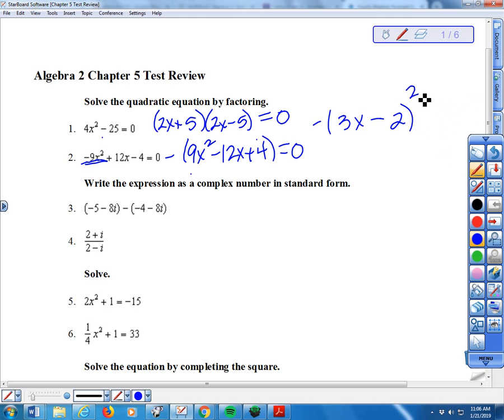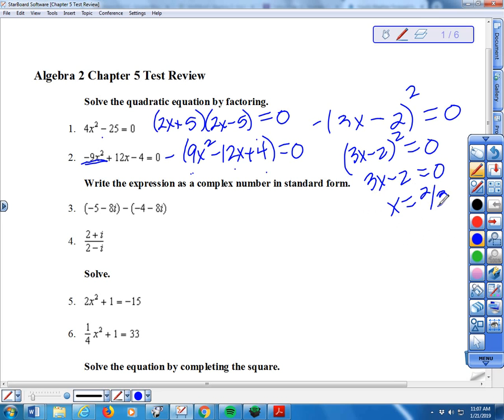And the way you FOIL this quickly is you square the first term to get 9x squared, square the last term to get 4, multiply these together times 2 to get negative 12, so we know this is the correct factoring. Okay, we're going to set that equal to 0. When we divide both sides by negative 1, it's still equal to 0. And then take the square root, we're still equal to 0. Only one solution, it's 2/3.